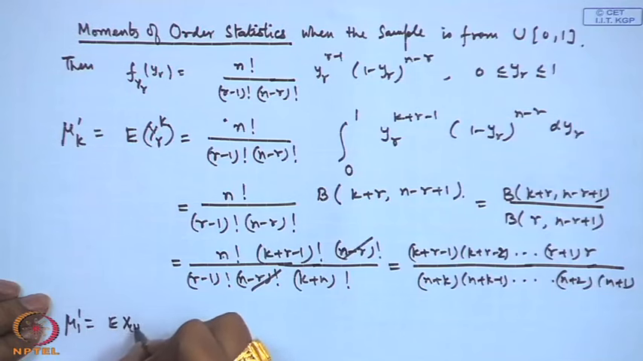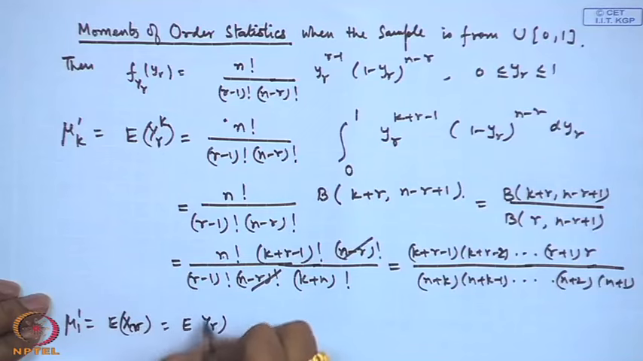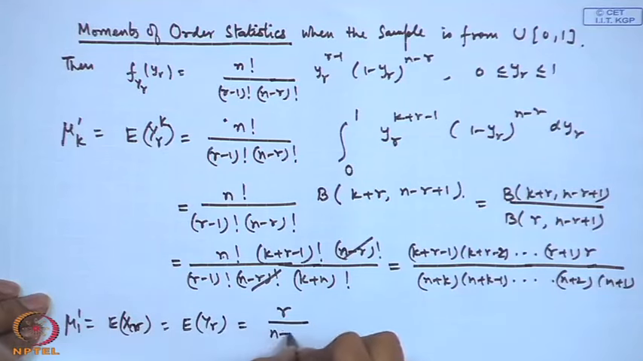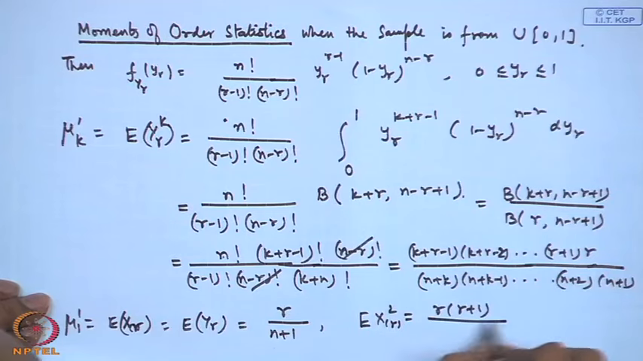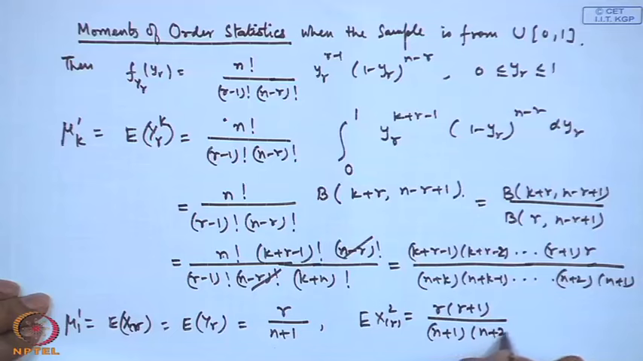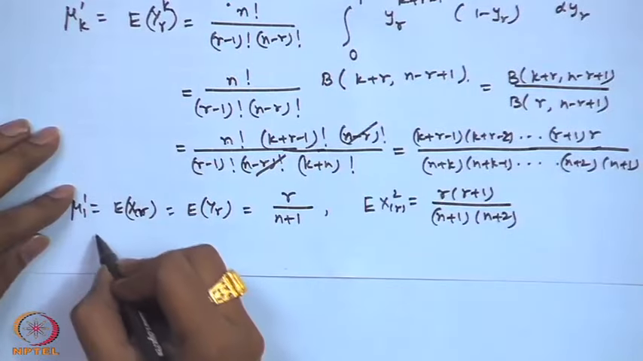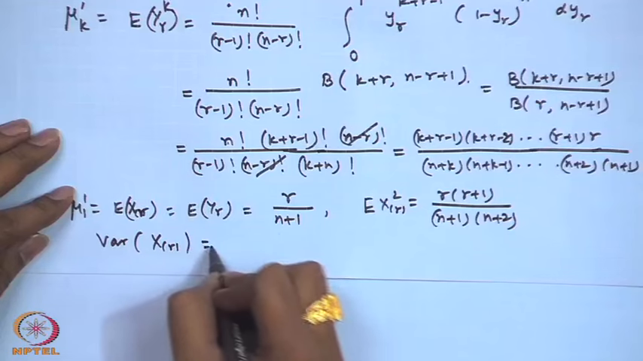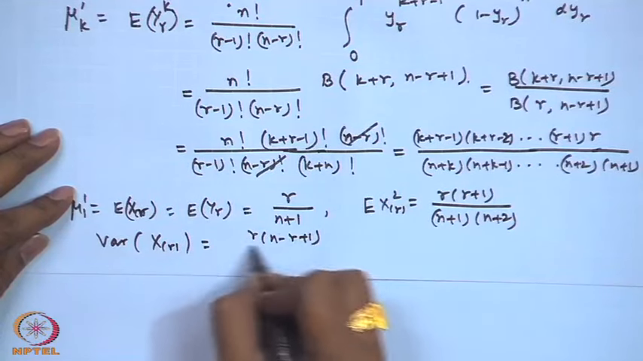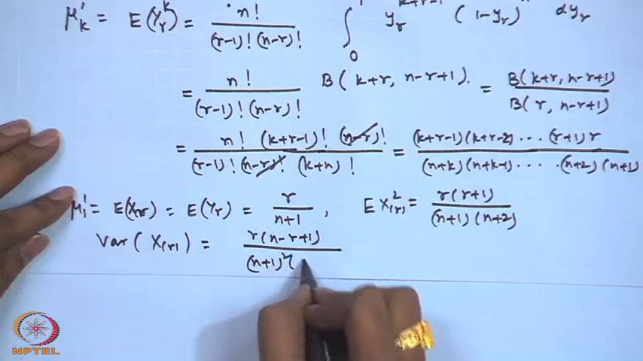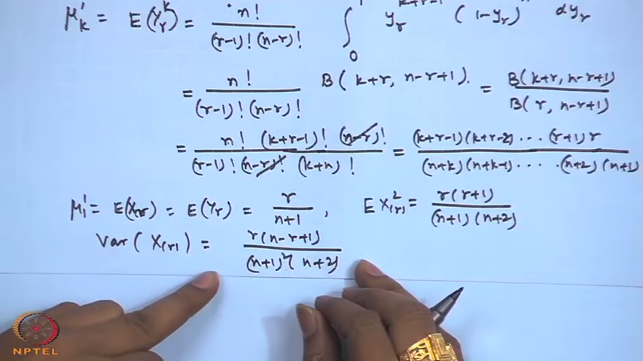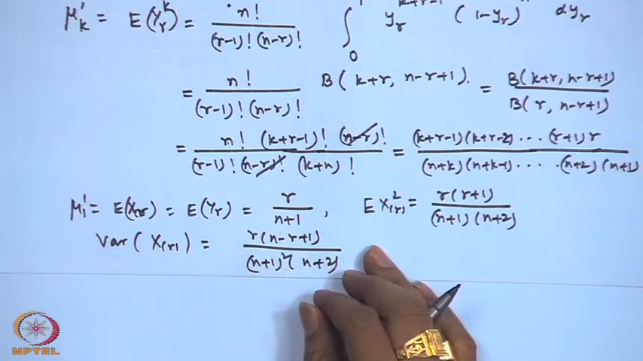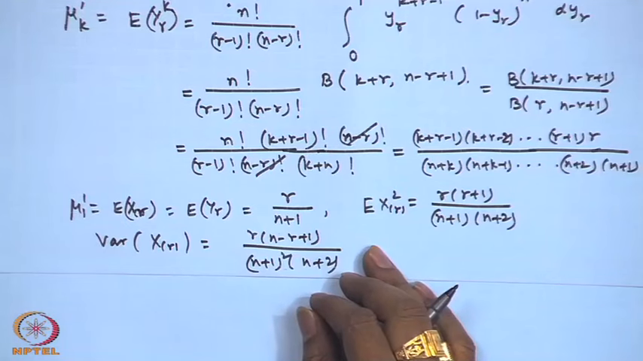In particular, if I consider mu 1 prime, that is the expectation of x r, that is the expectation of y r, then that is becoming r by n plus 1. Similarly, you can consider the expectation of x r square, that will become r into r plus 1 divided by n plus 1 into n plus 2. So, you can also talk about the variance of x r, that is turning out to be r into n minus r plus 1 divided by n plus 1 square into n plus 2. So, this is quite interesting. Here we are able to obtain the moments of the order statistics from the uniform distribution.